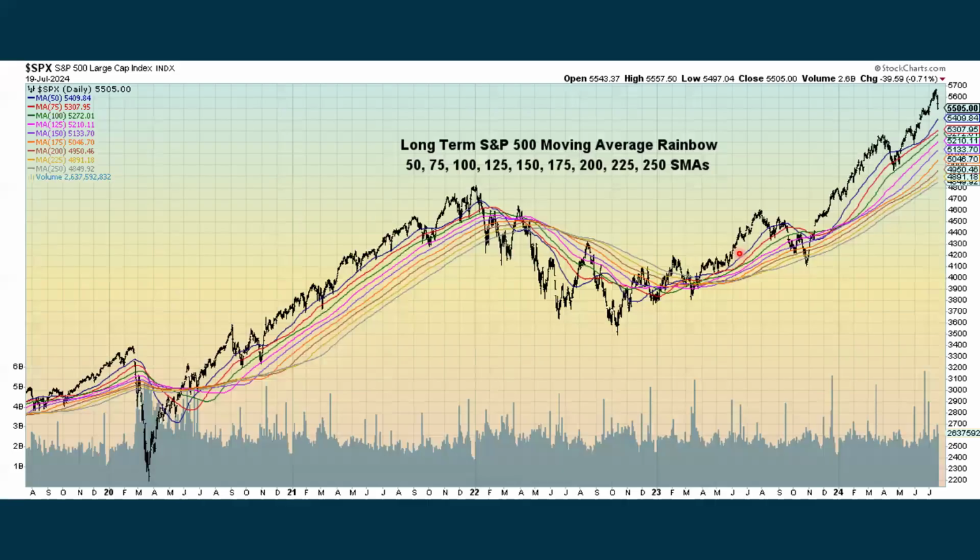And some long-term charts. We go from 50 periods up to 250 periods. Even though we've been falling back, we're still above all the lines in the rainbow. So the long-term trend is still positive.